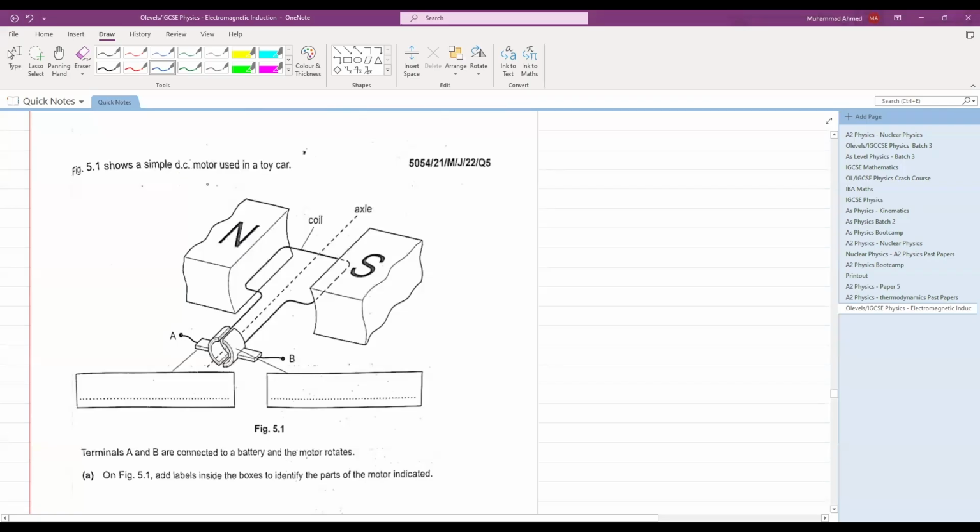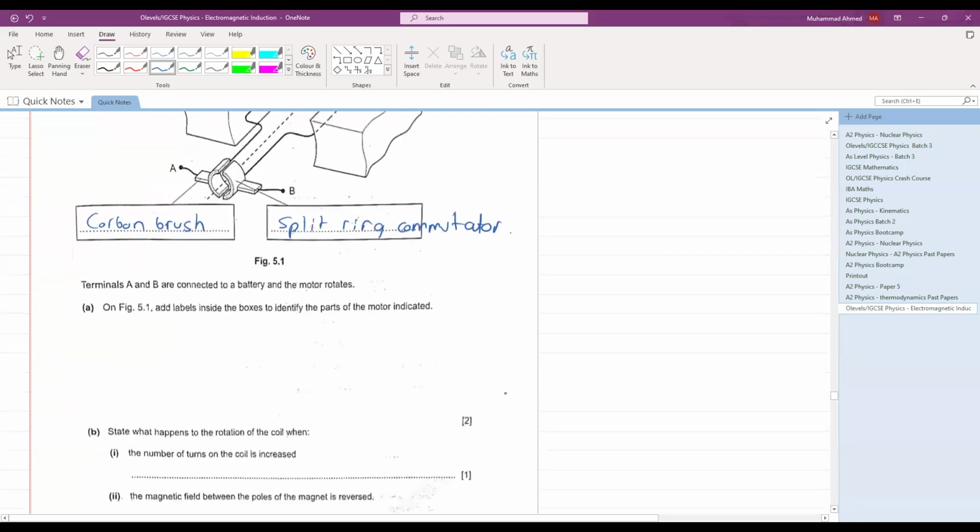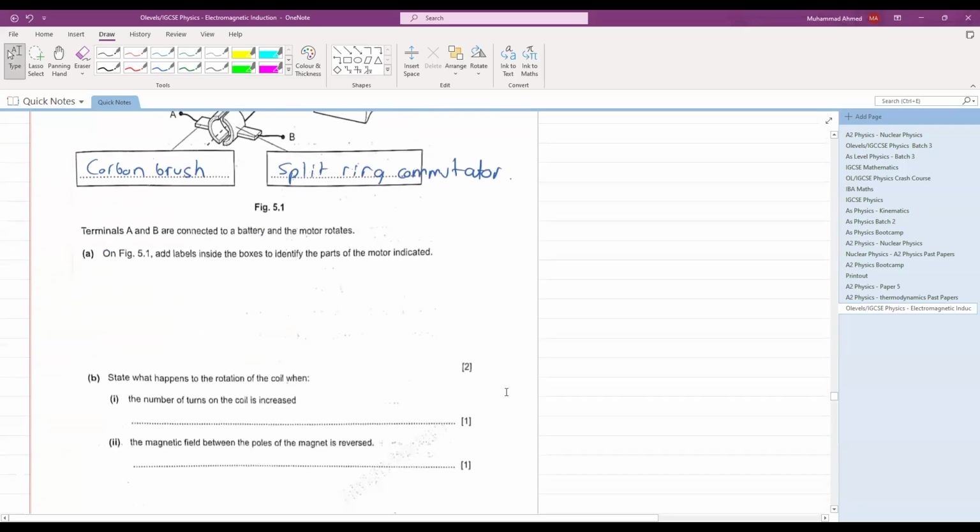Figure 5.1 shows a simple DC motor used in a toy car. Okay, what are these points? This is a carbon brush. And what is this? This is a split ring commutator. Simple. Okay, on figure 9.1 add labels, we have done that.